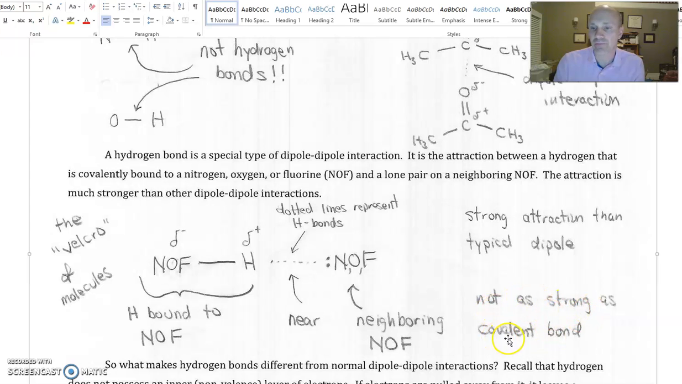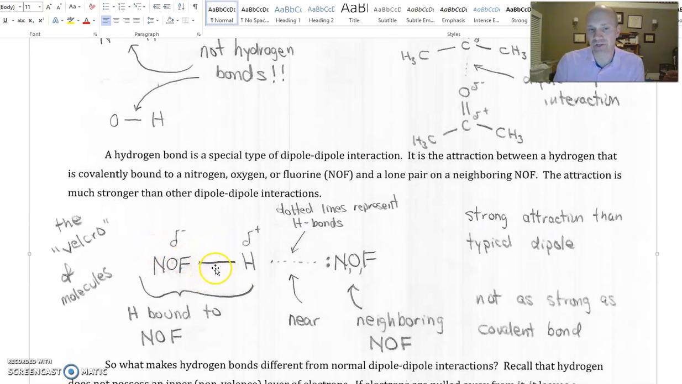They're much weaker than covalent bonds. So these bonds right here, these are covalent bonds. This bond right here is much stronger. So this hydrogen is bound to whatever this atom is much more strongly than one of these atoms would be attracted to this hydrogen.